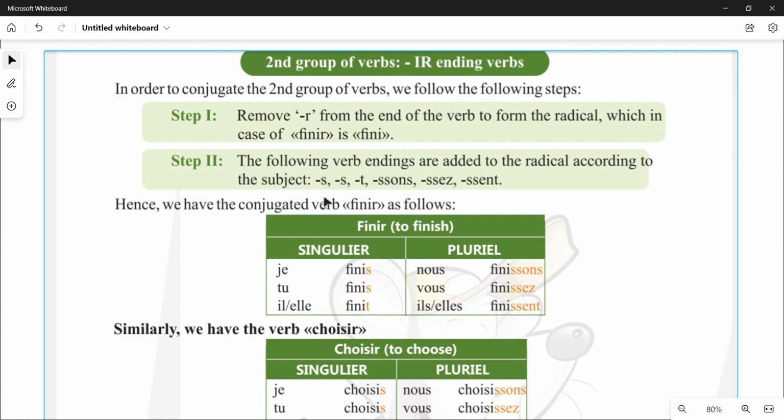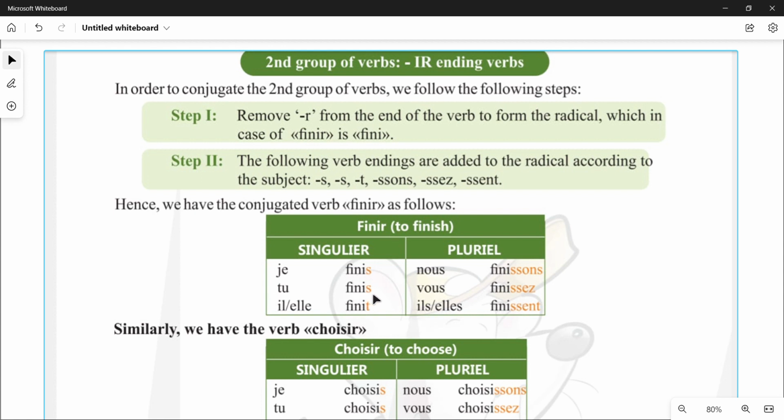Now if you remember, in ER ending verbs, the key endings were E, ES, E, ONS, EZ, ENT. Like that only, in the IR ending verbs, the key endings are mentioned over here, which are S, S, T, double S ONS, double S EZ, and double S ENT. So what we have to do is, first of all, remove R according to the first step. You see over here, we will remove R and it will be fini, and according to step number 2, we will add S. The first key ending is S, which will form finis.